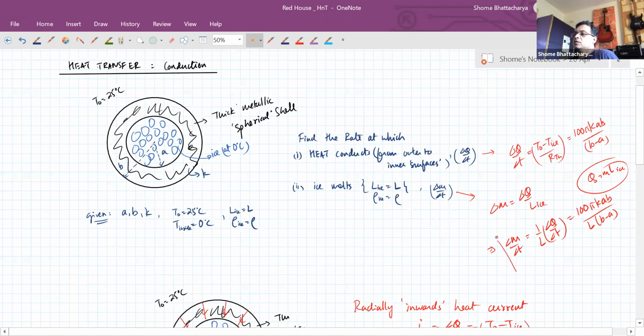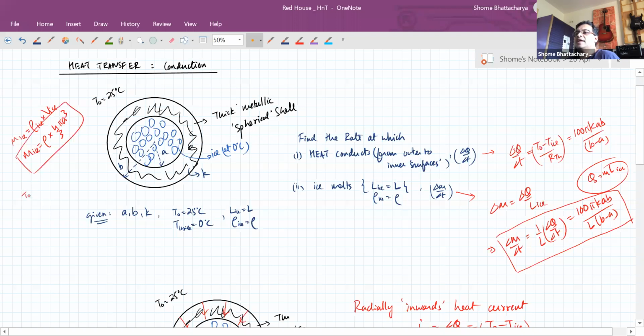We don't require it. We will require the density if we want to calculate the total time taken for the ice to melt. If I want to calculate the total time taken for the ice to melt, then I need the total mass of ice. So the mass of ice that is present will be equal to density of ice into volume of ice. So that will be rho into 4 by 3 pi a cube. So in that case, I can calculate the total time to melt all of the ice as this divided by the rate of melting.